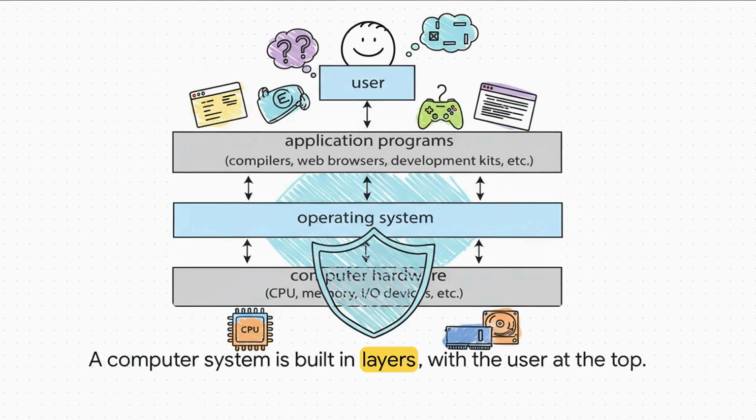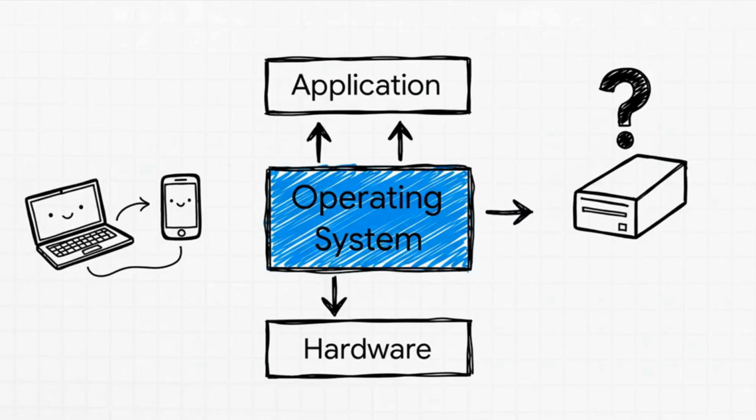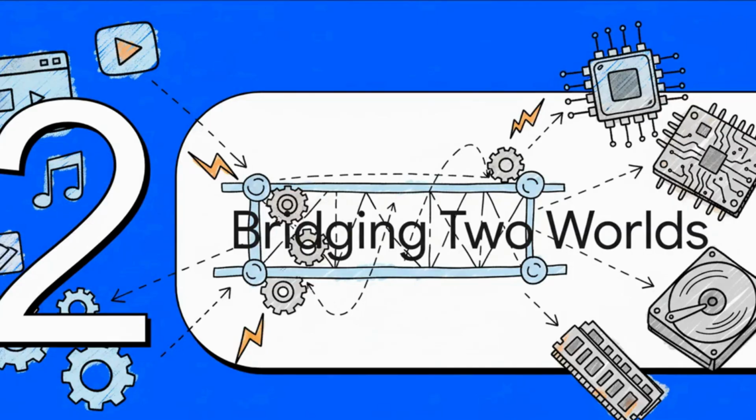But look closely. See that critical layer sandwiched right between your apps and the hardware? Yep, that layer, that essential go-between, is the operating system, or the OS. It's the entire reason everything else can work together. Seriously, without it, all that powerful hardware would just be a very expensive paperweight, and your apps wouldn't have a clue what to do. So what does this layer actually do? Well, its main job is to build a bridge between two completely different worlds, the world of our user-friendly software and the world of that complex, low-level hardware. Let's break down exactly how it pulls that off.